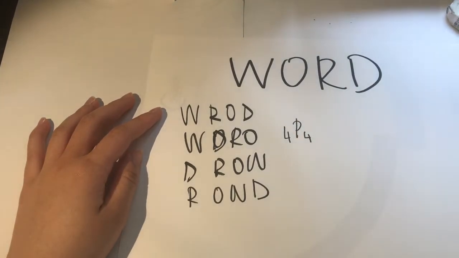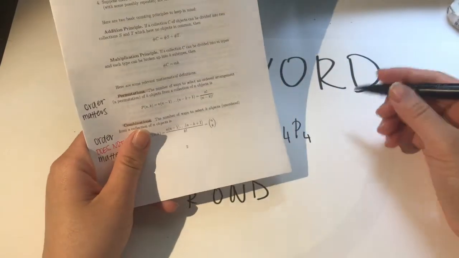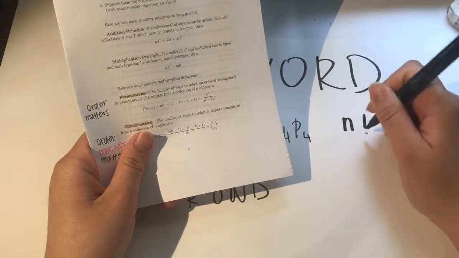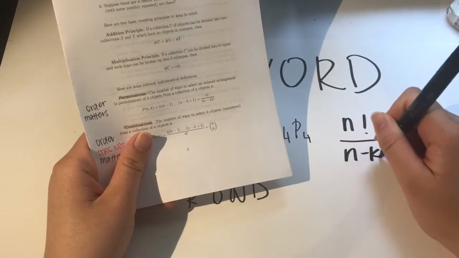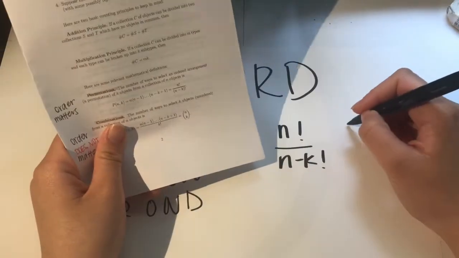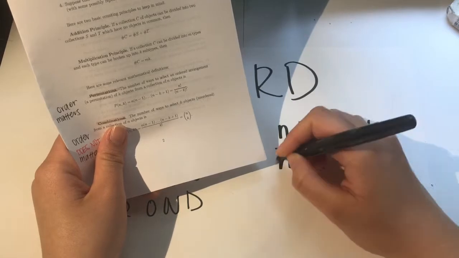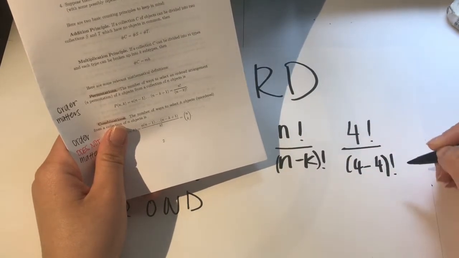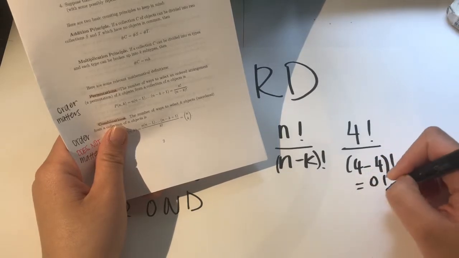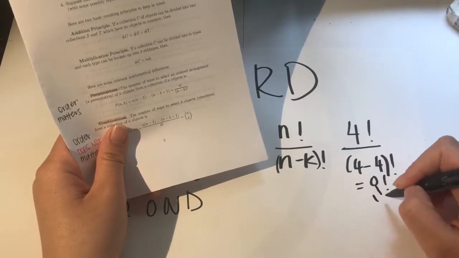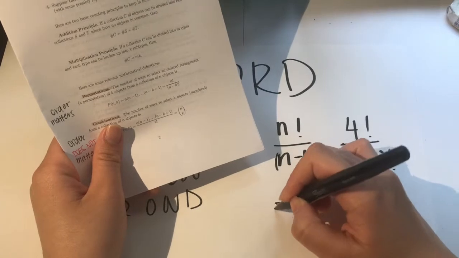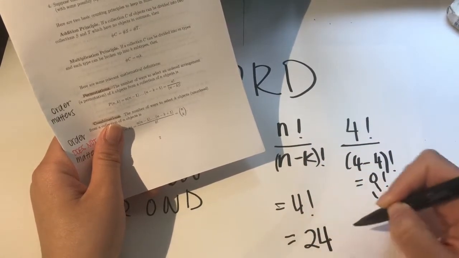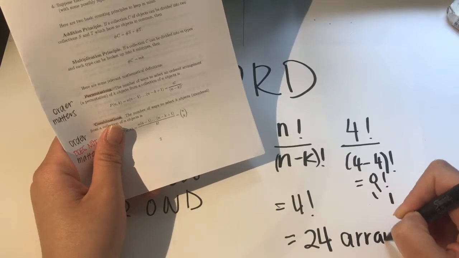And this is a permutation with 4P4. So using the equation we had from earlier, n factorial over n minus k factorial, we have 4 factorial over 4 minus 4 factorial, which equals 0 factorial, and we know that 0 factorial equals 1. So this essentially is 4 factorial, which is 24 arrangements.